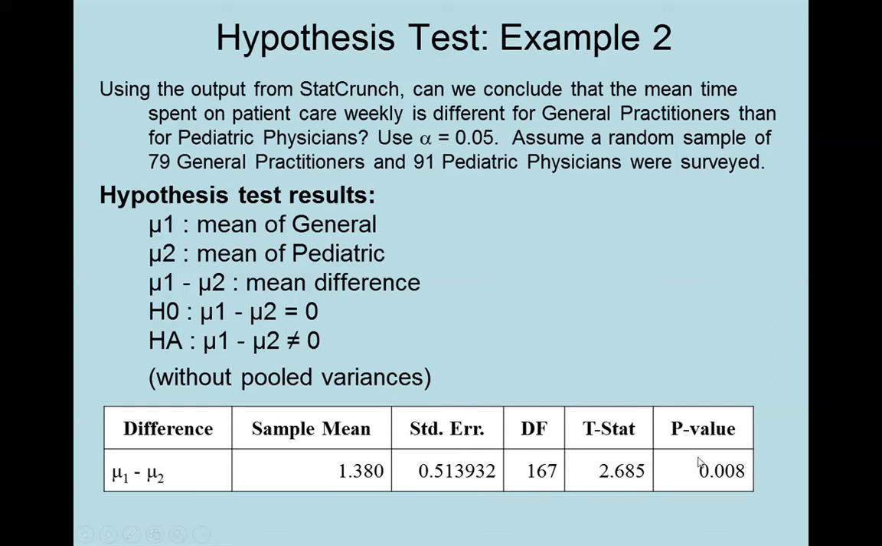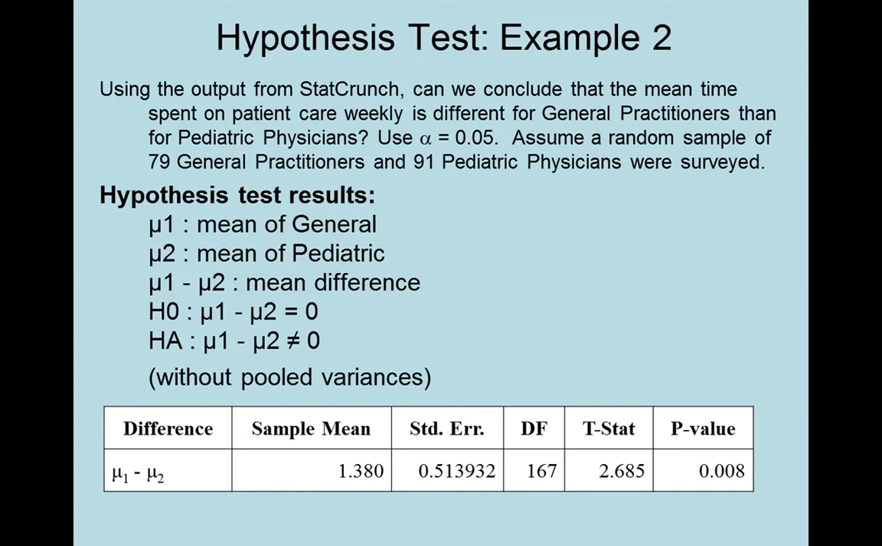Other than that, we can peek ahead, see the p-value is small, so there is a difference. What we also would want to do is say, well, which one is larger, right? Which one spends more time on average on patient care? Since the sample mean is positive, the t-stat is positive. The only thing that makes a difference in whether the t-stat is positive or negative is the order you do the difference in the numerator.